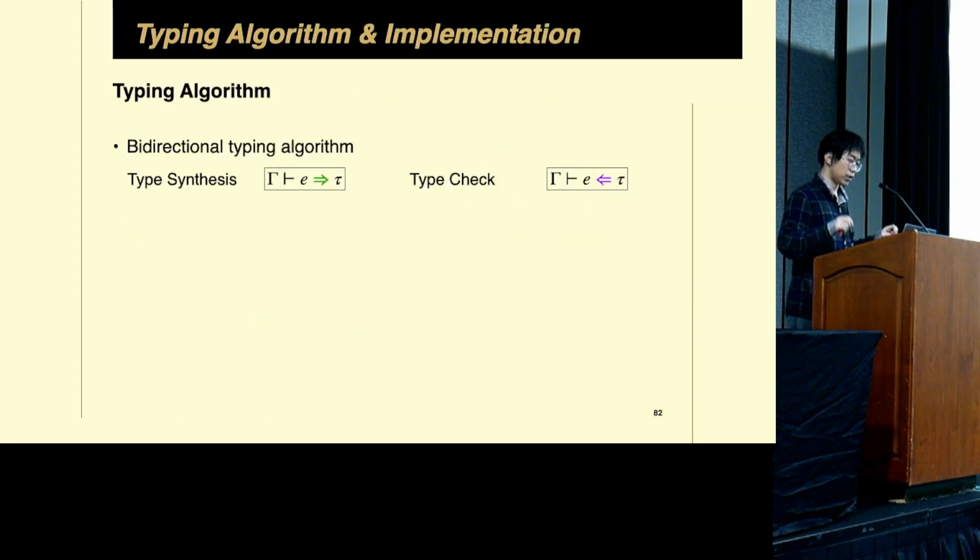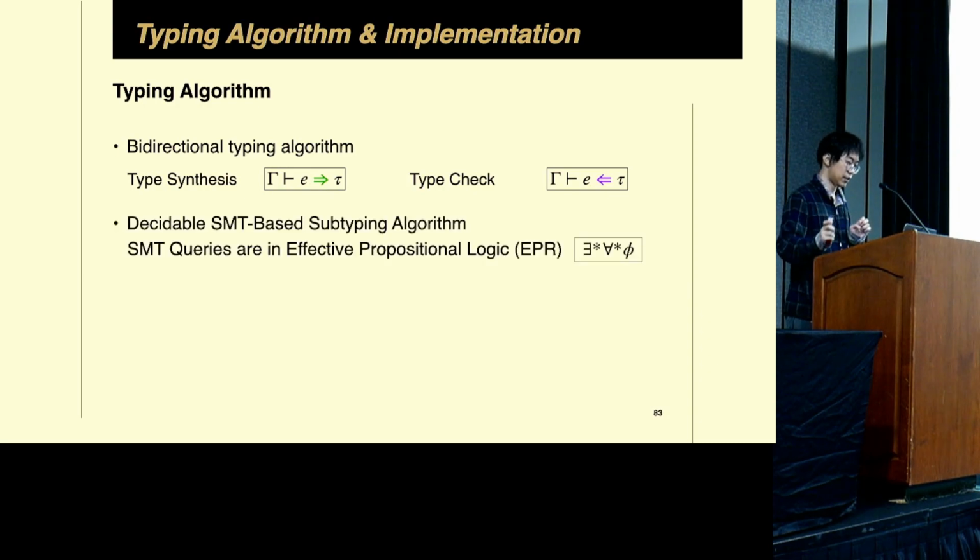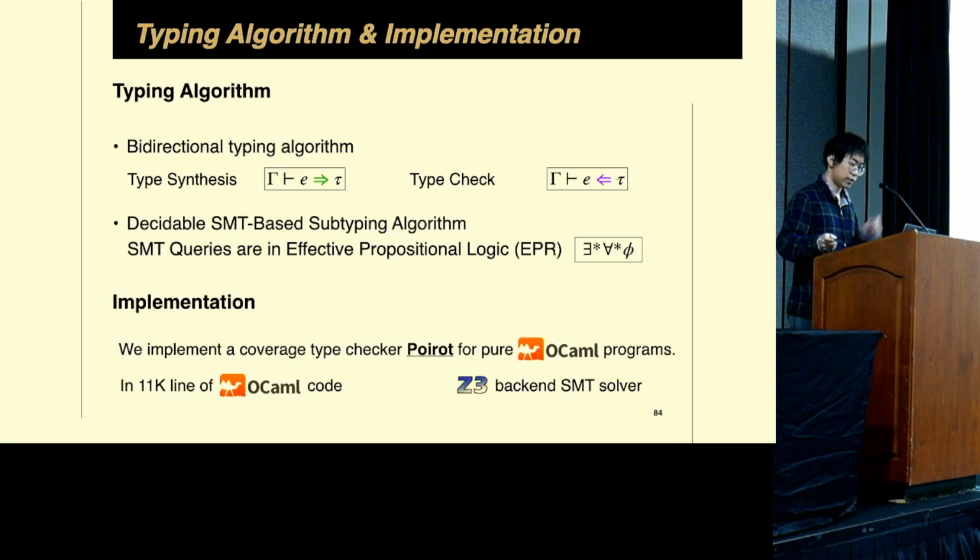We also designed our typing algorithm, which is a standard bidirectional typing algorithm, with type synthesis and type checking, and a decidable SMT-based subtyping algorithm. And finally, we implement our coverage type checker, Poirot, for pure OCaml programs, itself also written in OCaml, and it uses this as a backend solver.